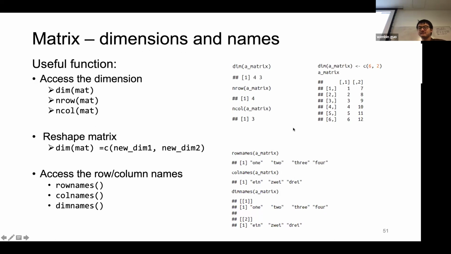Here is a small example where previously we have 4x3. If you specify 6 and 2, it will convert it to a 6-row, 2-column matrix. This way you can reshape it. If you want to access the row names and the column names, you can use the following functions. If you want to update the names, simply use rownames of the matrix and specify a new vector. So you can change the names as you want.